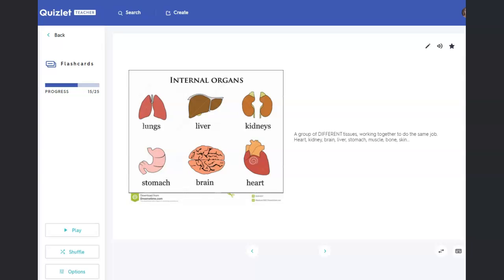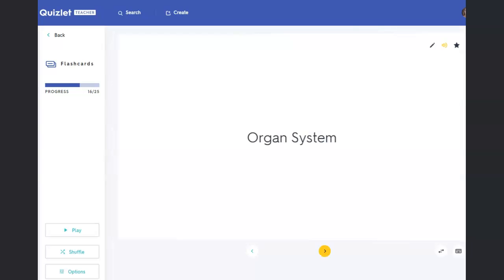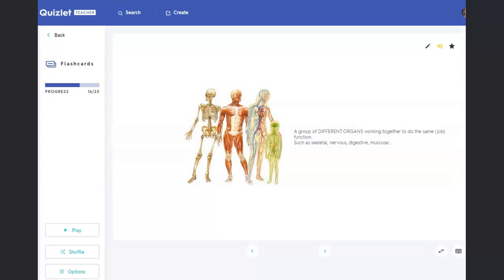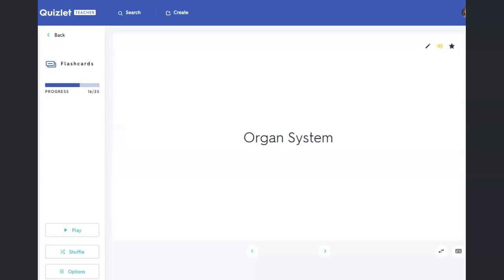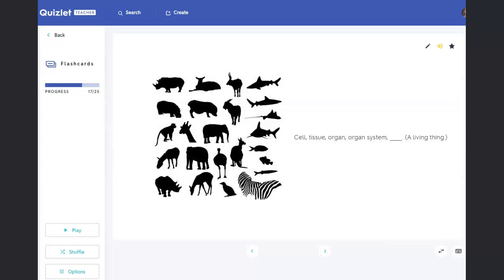Heart, kidney, brain, liver, stomach, muscle, bone, skin. Organs. Organ system. A group of different organs working together to do the same function, such as skeletal, nervous, digestive, muscular. Organ system. Cell, tissue, organ system, blank.